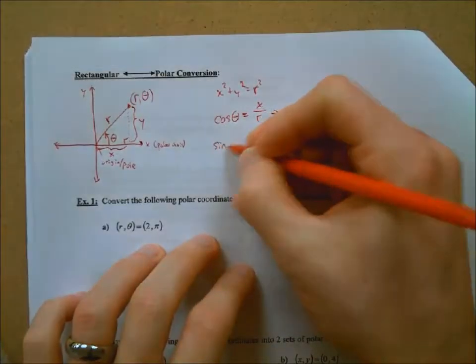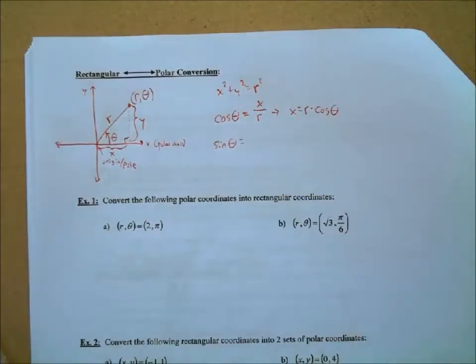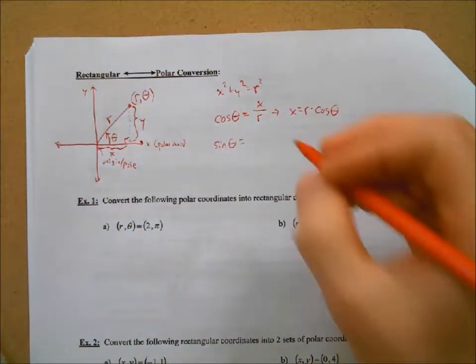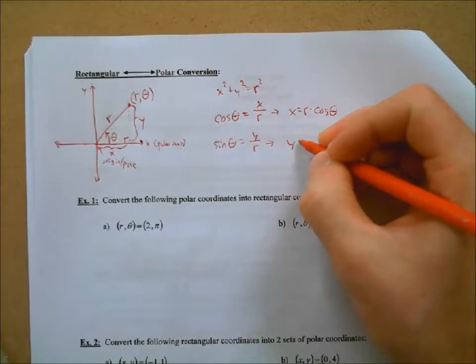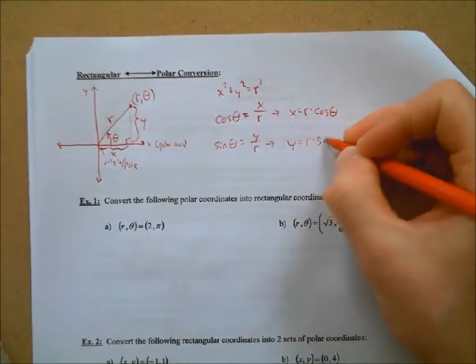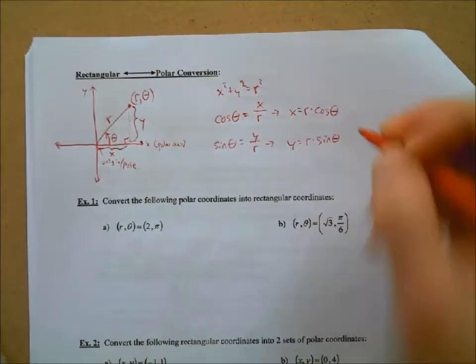Okay? Likewise, let's say sine of theta here. Sine of theta would be what over what? Y over r, which again, if we take a quick conversion there, y equals r times sine of theta. Okay.